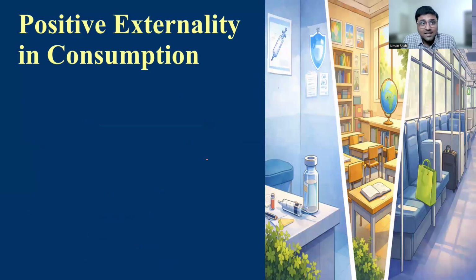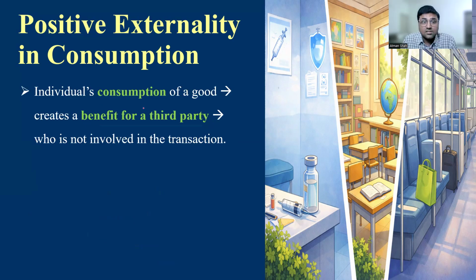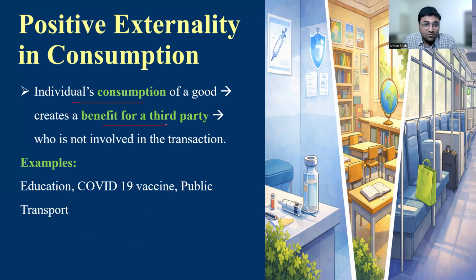So now let's understand the positive externality in consumption. Here, individuals' consumption of the commodity or the service benefits the third party or society. So the consumption generates the benefits to the society. Education, COVID-19 vaccine, public transport. If I'm vaccinated, society gets the benefit of my consumption of vaccine. If I'm more educated, again, society will get the benefits. But here, society is not directly involved. So the consumption of such commodities benefits the society, and therefore they generate positive externality through consumption.